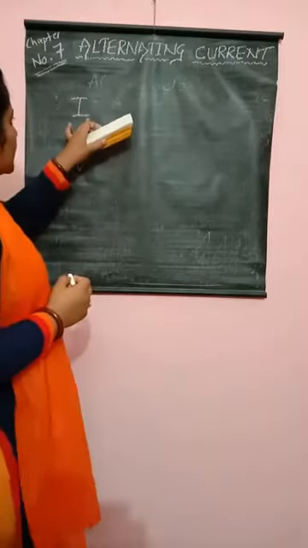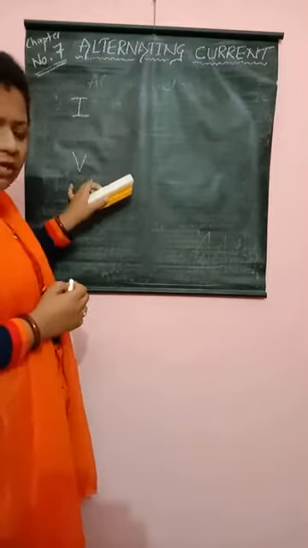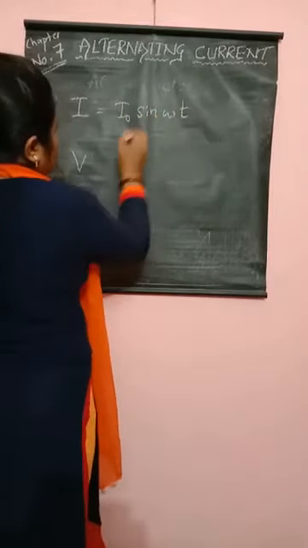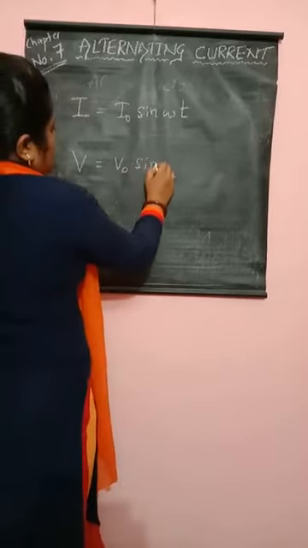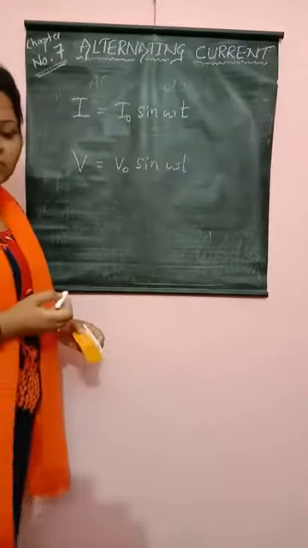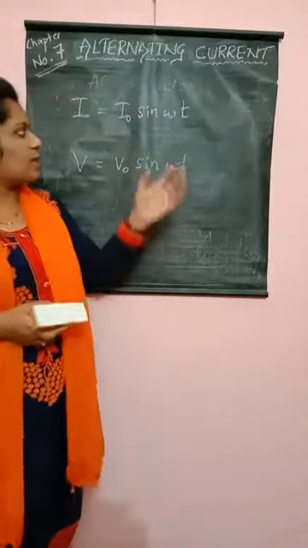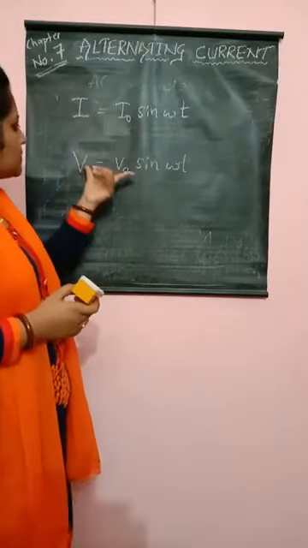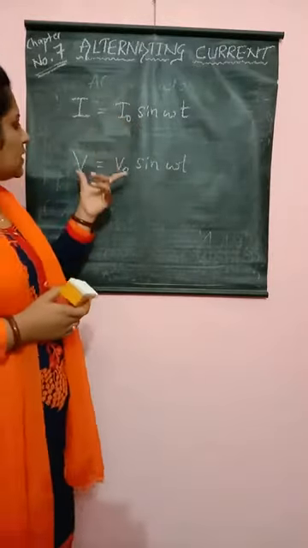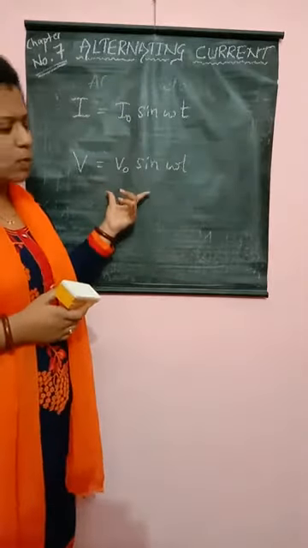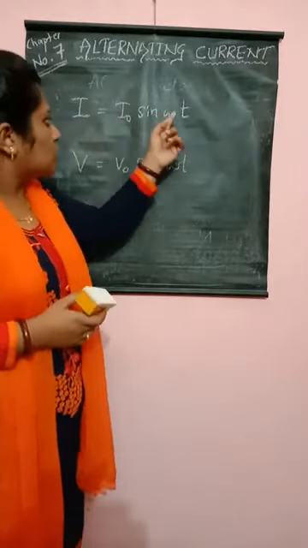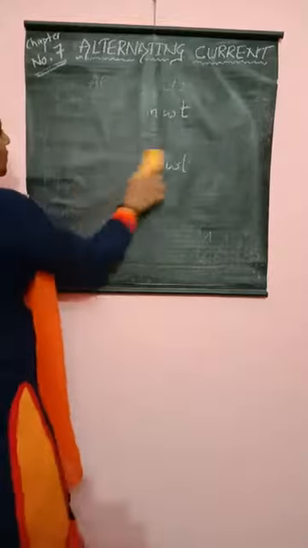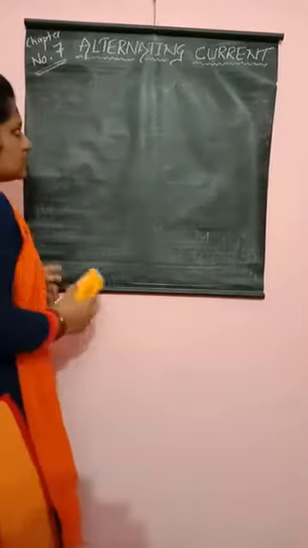So these two, alternating AC current and AC voltage, can be represented like this: I naught sin omega t, V naught sin omega t. In the last class, I have derived these two equations also. They are not for your syllabus, but you should remember these two equations. I is equal to I naught sin omega t, V is equal to V naught sin omega t. What is this I, what is this I naught, what is t, omega, all these things we'll study later on. Okay, so these are the important things which we have studied in the last class, introductory part.